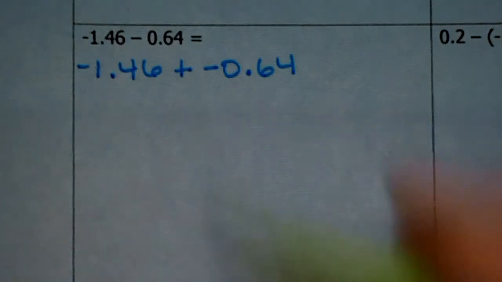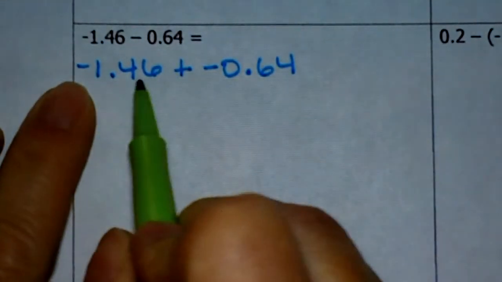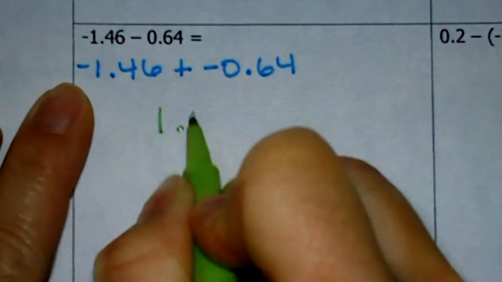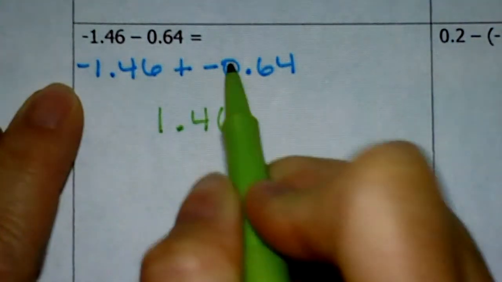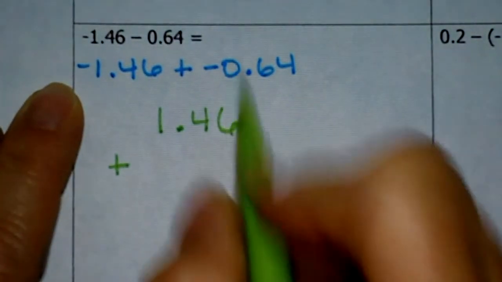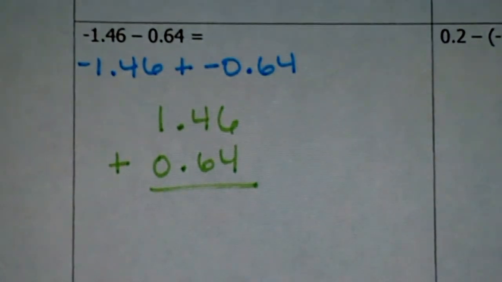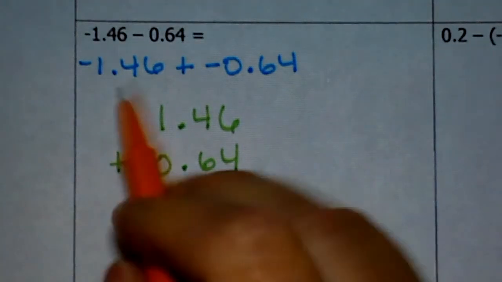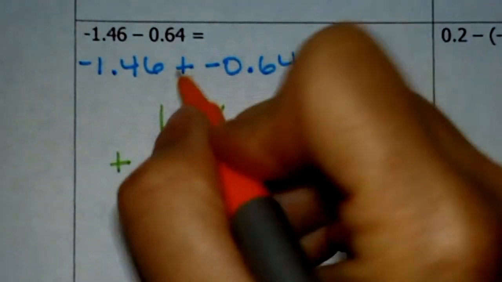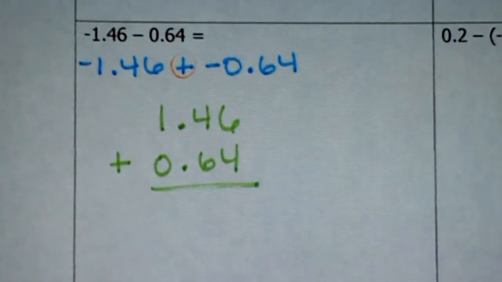So I'm going to write the larger absolute value on top. That would be this 1.46. I'm going to ignore the signs for now. And because the signs are the same, I get to add those digits together. So I'll line up the decimal points, and then we're just going to add like normal. So again, we're adding them because the signs are the same. After we've changed it to addition, I'm adding a negative and a negative.